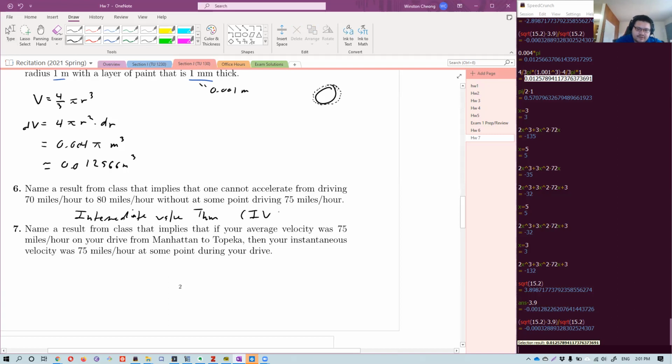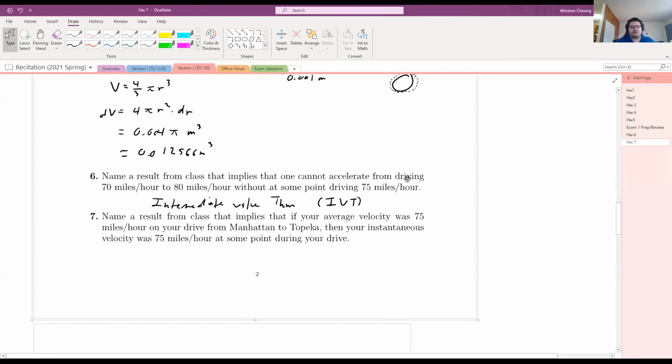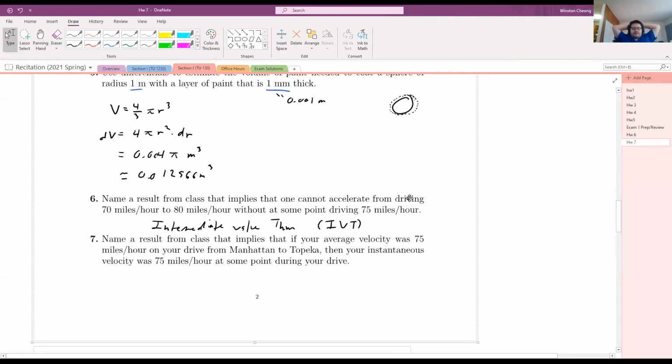Or IVT. Right. Let me switch my sharing back to the usual. Yeah, we talked about this a long time ago, but hopefully you have some recollection about it. This IVT, so that should sound familiar.